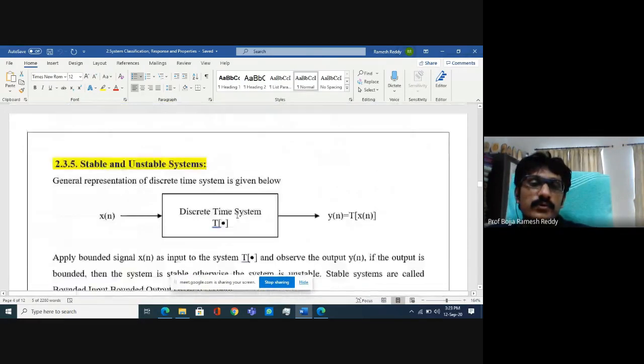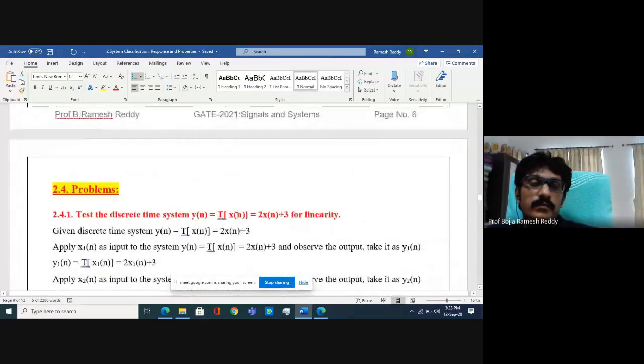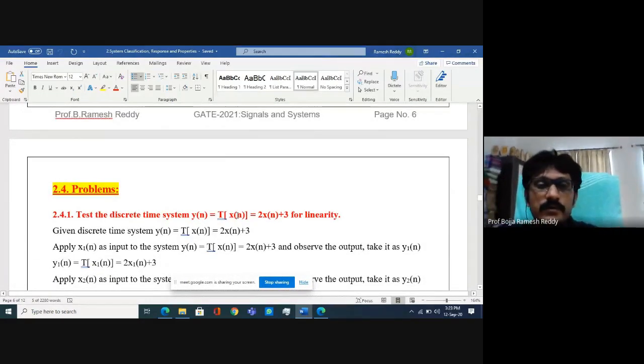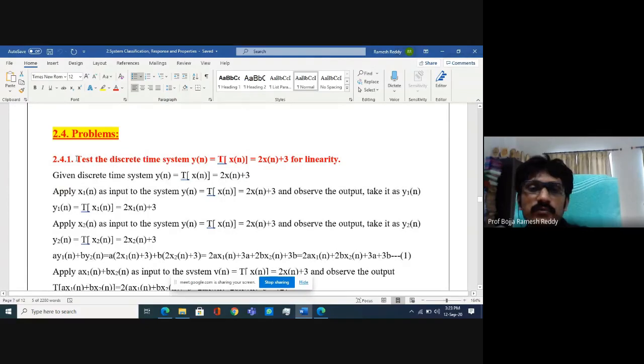Then coming to problems, we will see different problems, different concepts. In examination, they will give a system like a discrete time system described by y of n is equal to transformation of x of n, that is 2x of n plus 3, for linearity. This is one system where the input is x of n and the output is 2x of n plus 3. It looks like y is equal to mx plus 3, which is a straight line, a linear equation.